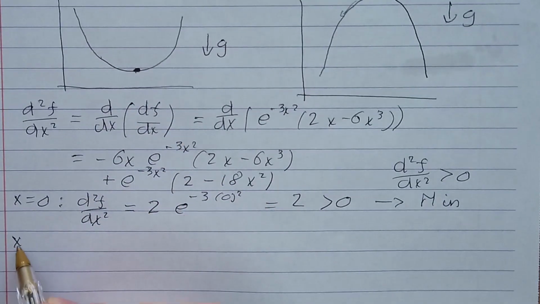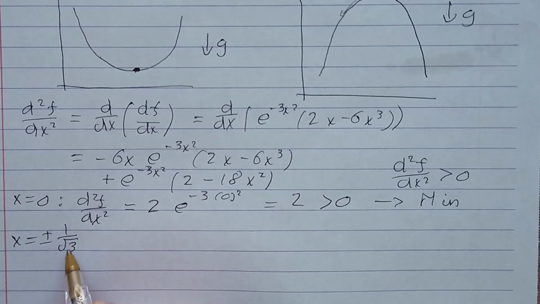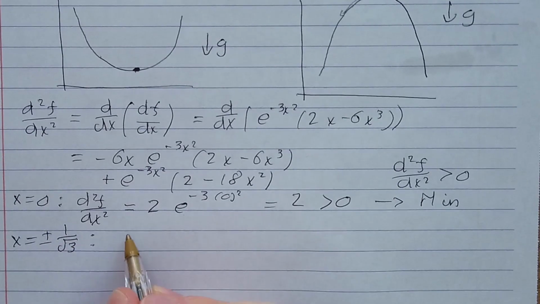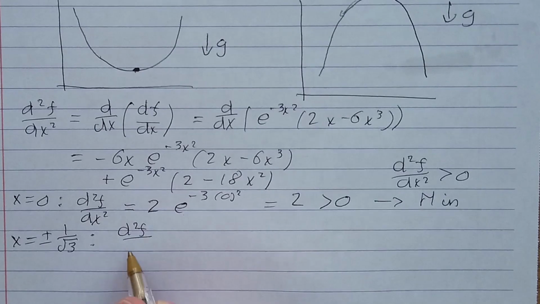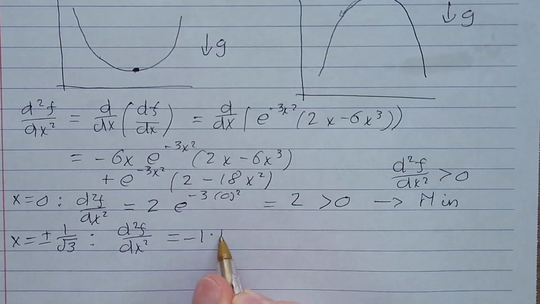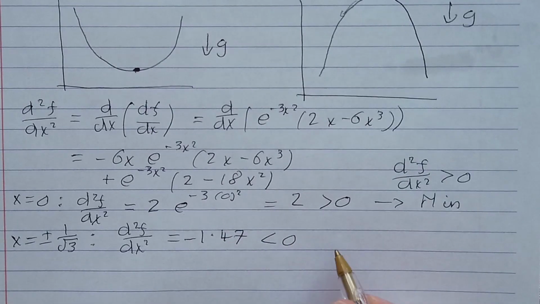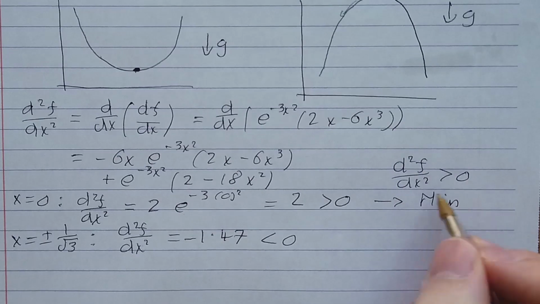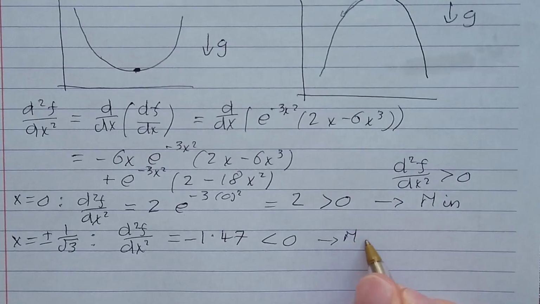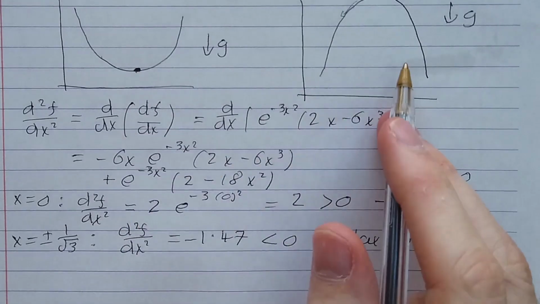Now, let's concentrate on the next two terms. We had plus or minus 1 over square root of 3. Putting in the numbers, you can just do this on a calculator, and we're left with minus 1.47. This is clearly less than 0, and in this case, the opposite applies, and we have a maximum. And these correspond exactly to these two cases here.